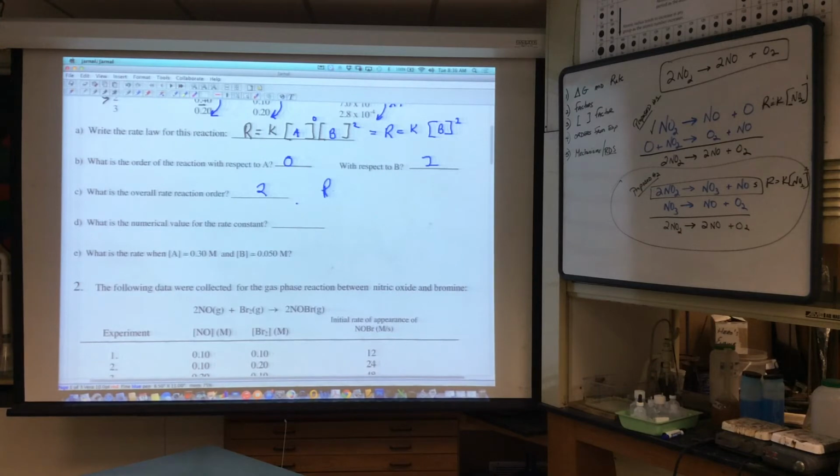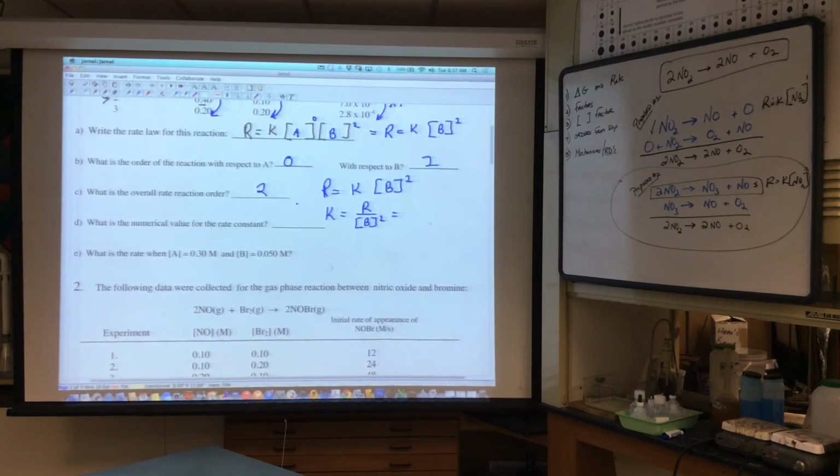So R is equal to K. I'm forgetting A, just going to do B squared. So, solve for K. K is equal to what? K is equal to the rate over B squared. What's the rate?